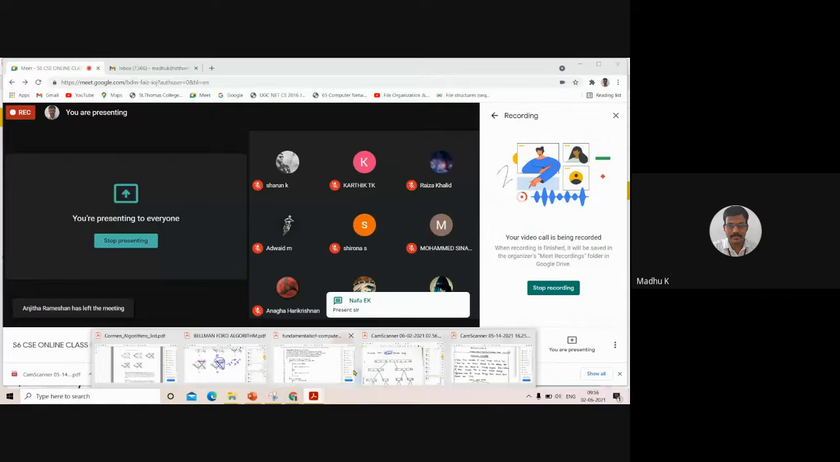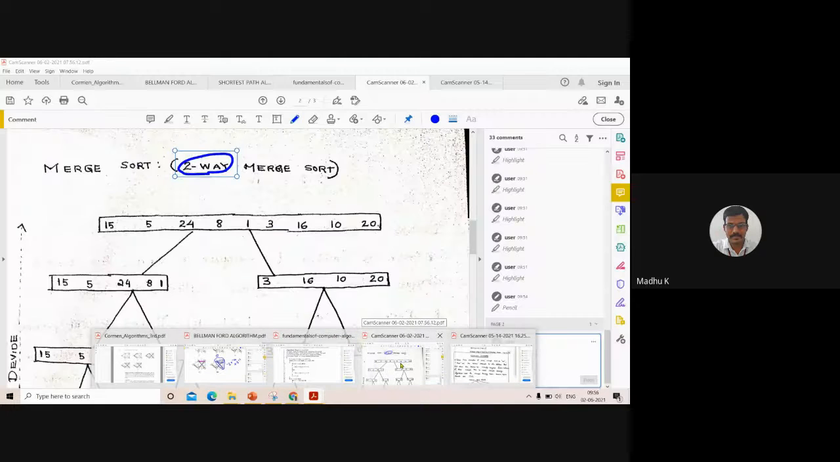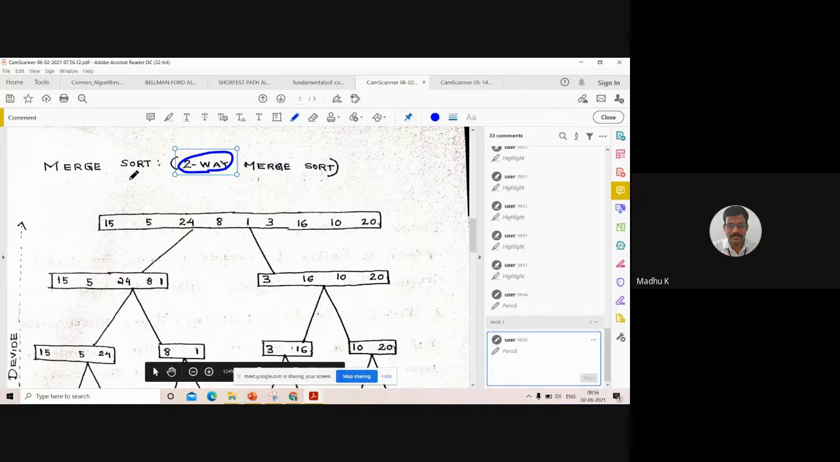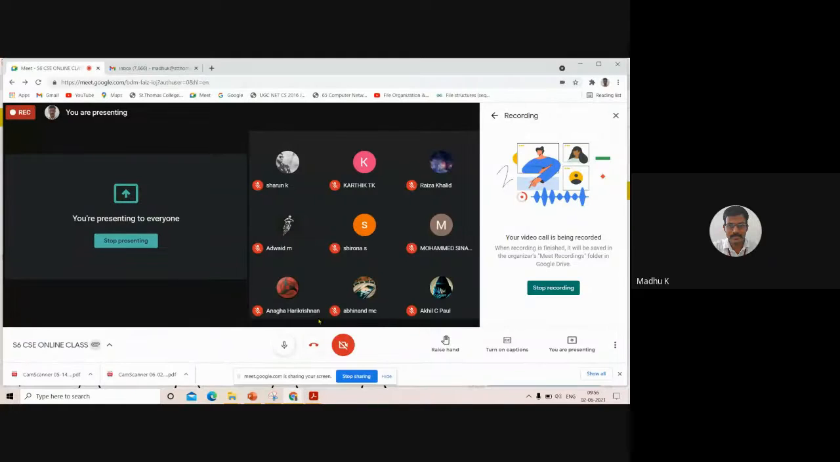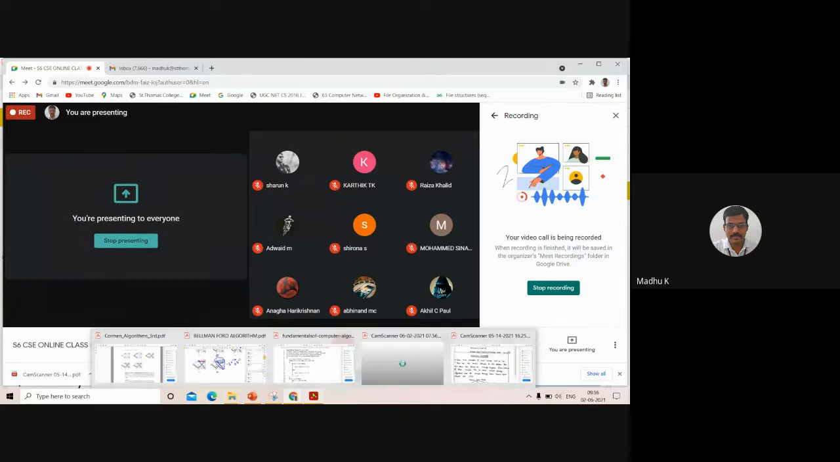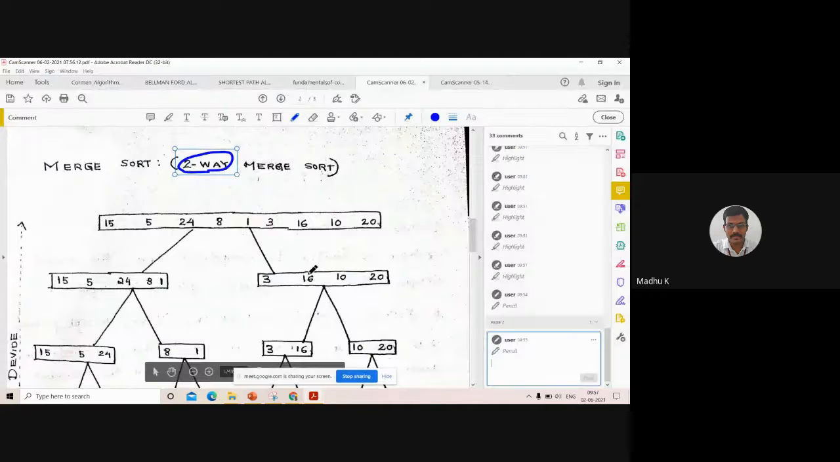Next, we want to discuss the working of merge sort. What is the merge sort algorithm? Merge sort is a sorting algorithm. What is sorting? You already know: we arrange the data in ascending or descending order. There are different algorithms; here we are using merge sort.